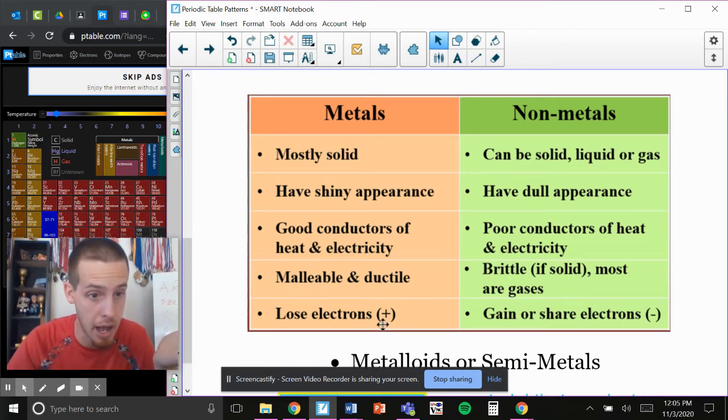These are also normally positive ions that lose electrons. So again, if you have a positive charge, you're a cation, and you're losing electrons.